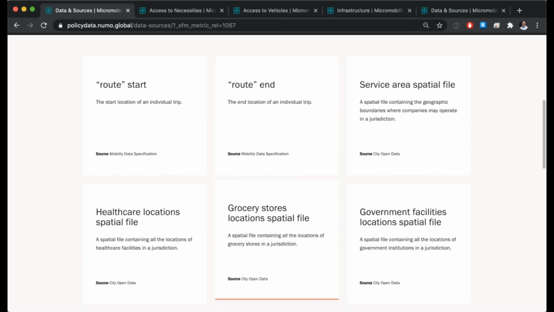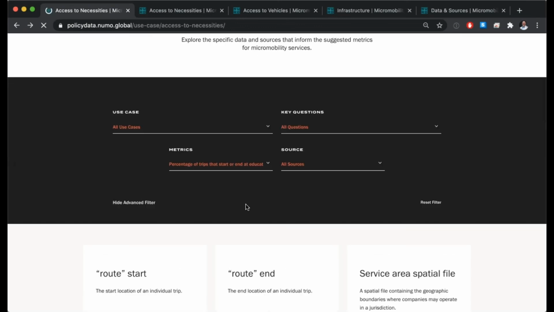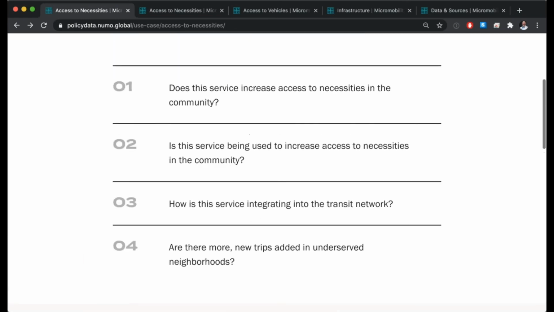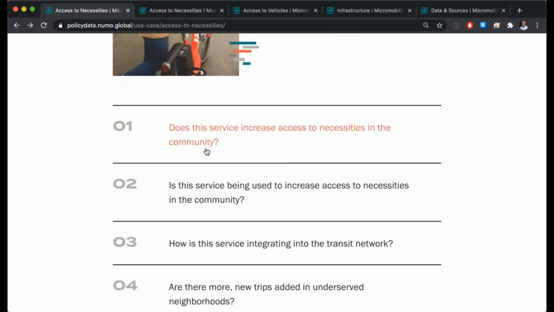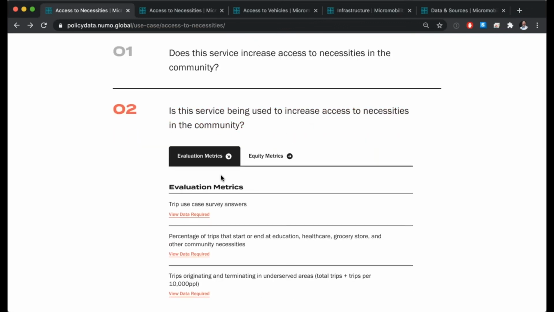So these are all pieces of data that should be publicly available or available to a city or a company, certainly, as they're providing that data. So we've done that here with really every piece of data to allow people to get a very concrete sense of what is required in order to inform the metrics of the percentage of trips that start and end at these community necessities, in order to answer the question of, is this service being used to increase access to necessities in the community? So that's a good example of a work through.